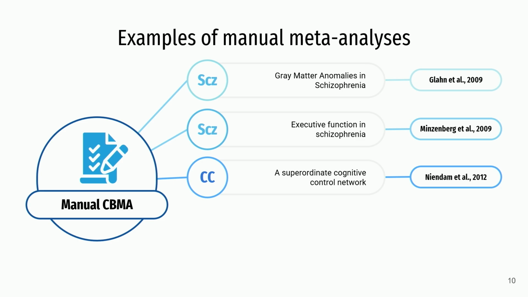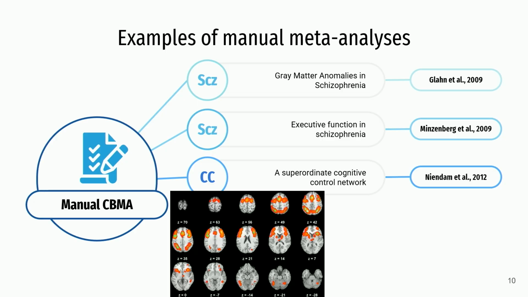You can take a domain general approach to meta-analysis in healthy controls only. So here we have Niendam et al. 2012. And she took a very high-level approach of looking at cognitive control. So if you're familiar with cognitive control, it encompasses a number of subdomains or subcognitive processes like working memory, inhibition, initiation, and so forth. And so she took all of these cognitive control or executive functioning tasks and threw them into one meta-analysis and identified a superordinate cognitive control network.